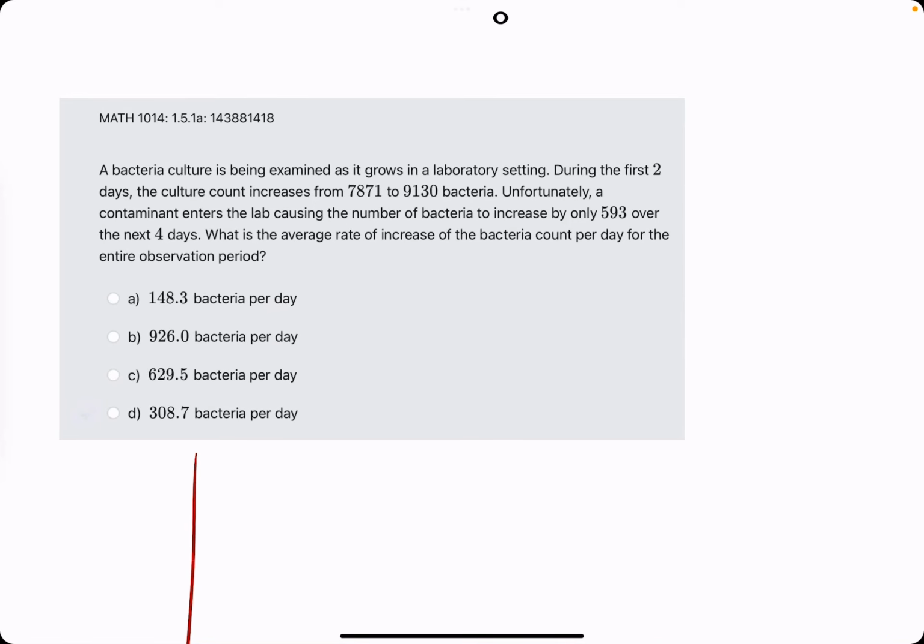Okie dokie. In this problem, they say during the first 2 days, the culture count increases from this to this, and then something something. They say there's only an increase by only 593 over the next 4 days. What's the average rate of increase for the entire observation period?